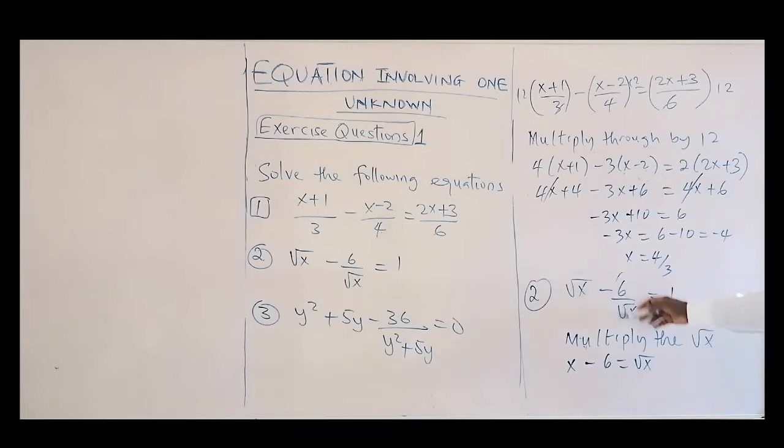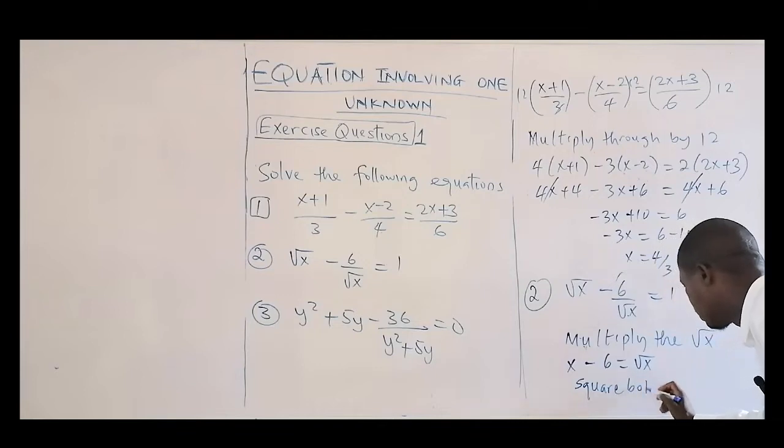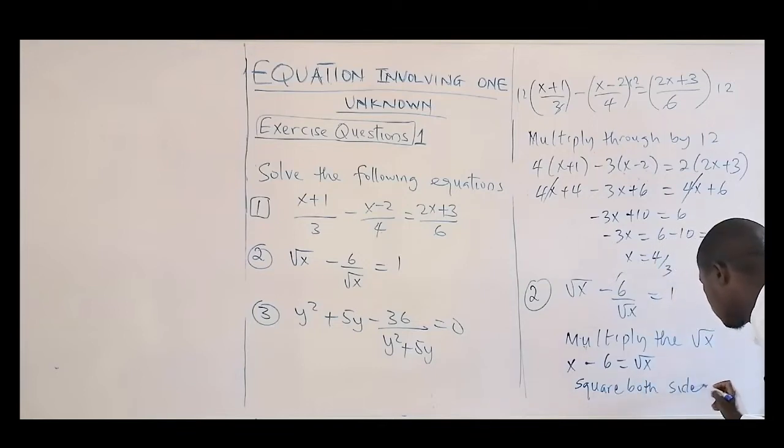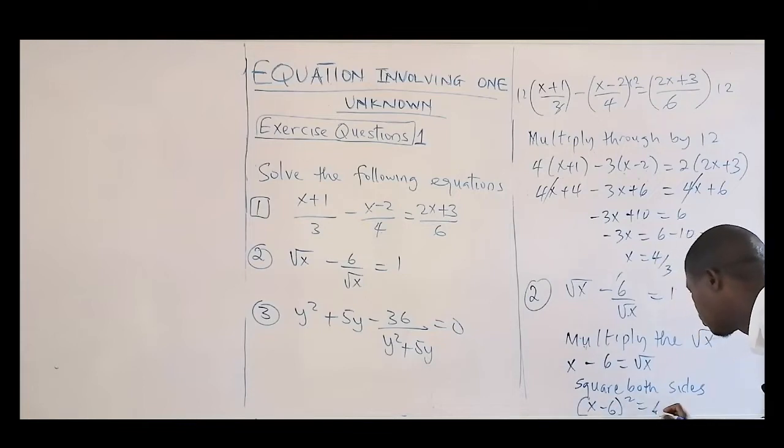Okay, we don't want this fraction here, so we are multiplying through by root x. So root x times root x, that will be root x squared, and that's x. Then we can square both sides. Square both sides of the equation. So that will be equal to what? x minus 6 squared equal to what?